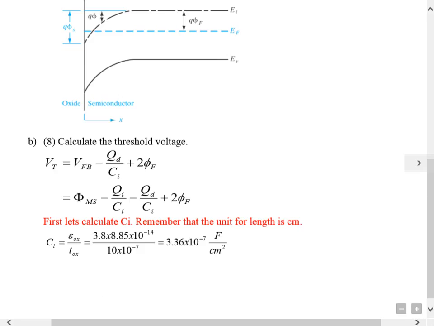It's equal to the epsilon of the oxide over the thickness of the oxide. A lot of folks have asked me this, well, where do these numbers come from? 8.85 times 10 to the negative 14, that's epsilon 0. That's the permittivity of free space.